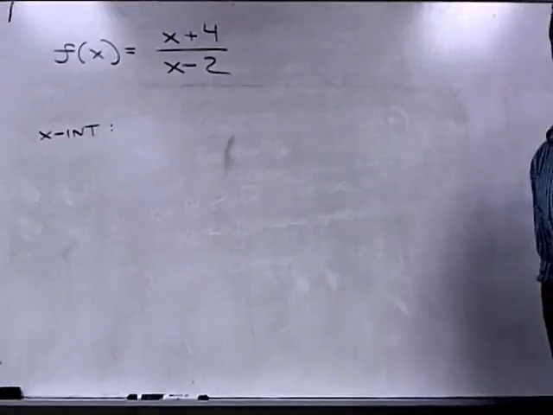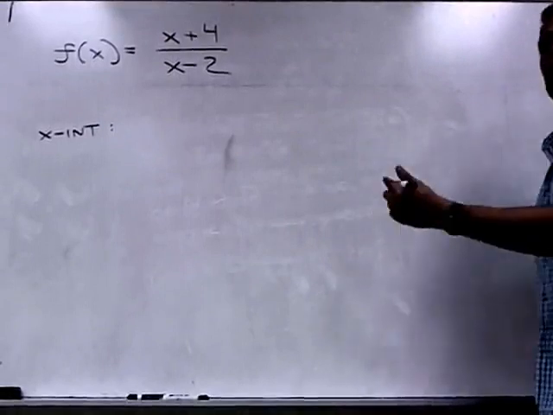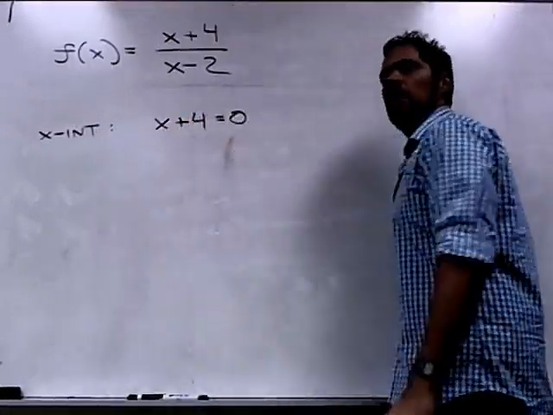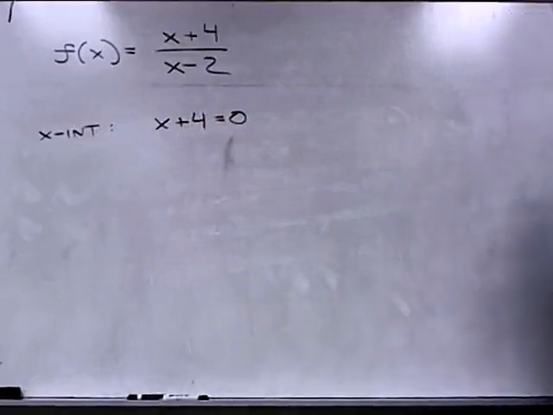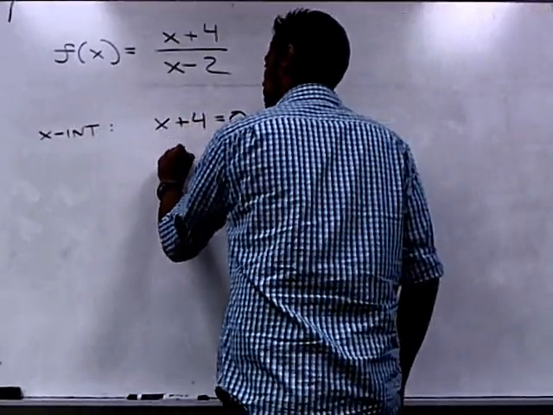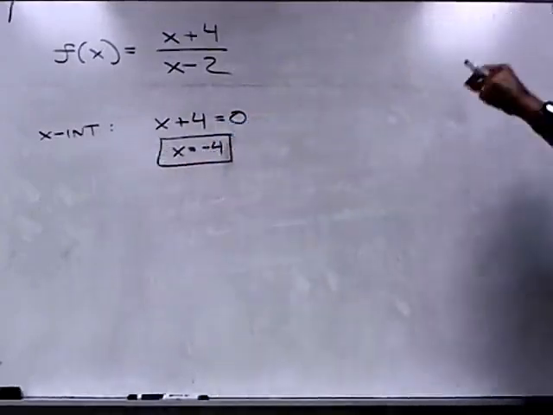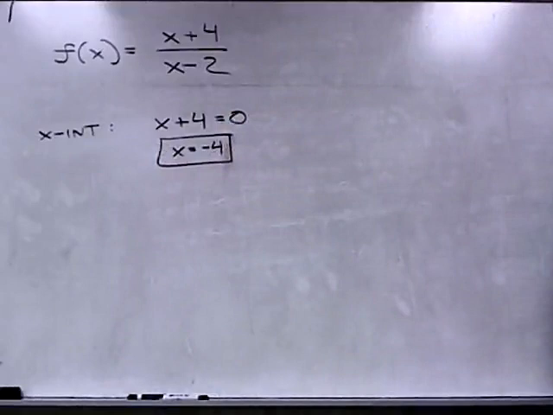Set numerator to 0. So my numerator is x plus 4. I'm going to set x plus 4 to 0. Can you solve that equation? Move the 4 over. X is negative 4. I'm going to box that up. That is a point on the x-axis, isn't it?